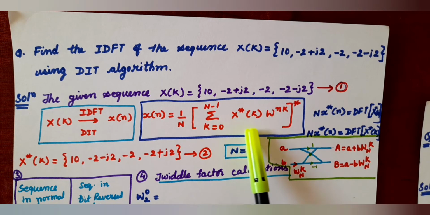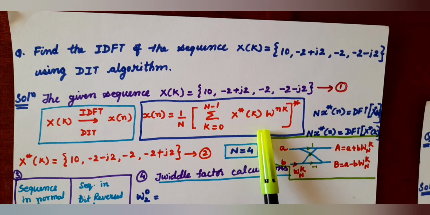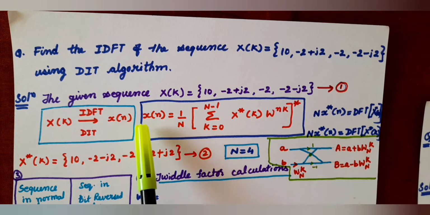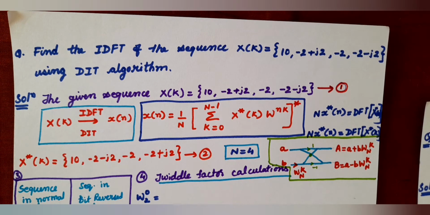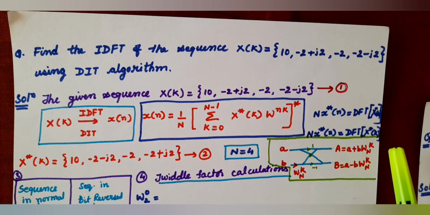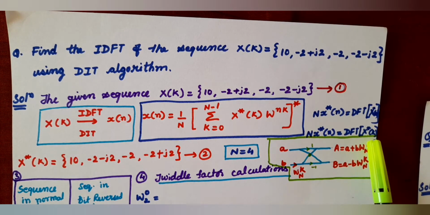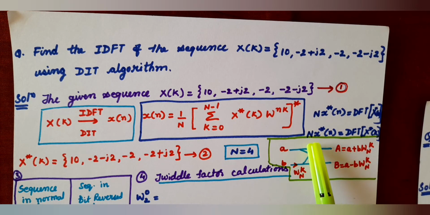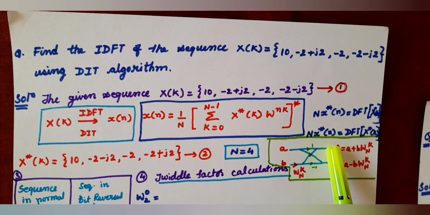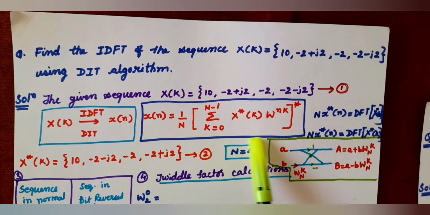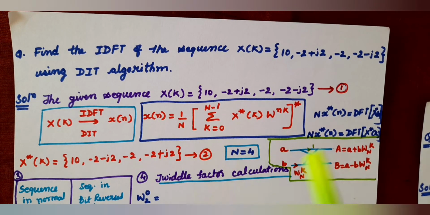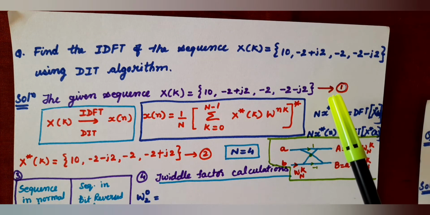By finding DFT of X star of k, what you will be getting? Capital N times x star of n. So the input of the butterfly diagram will be X star of k and the output of the flow graph will be capital N x star of n. So this is the IDFT equation. So let us start the solution.